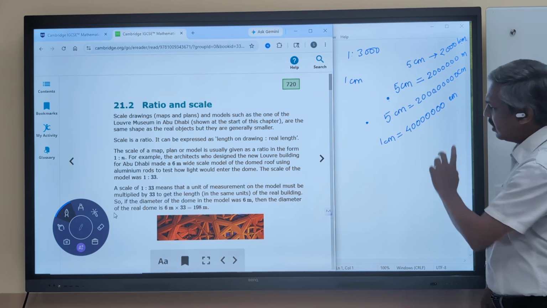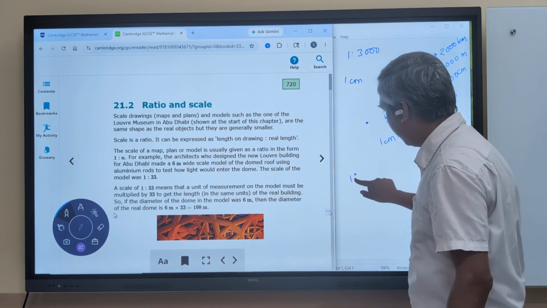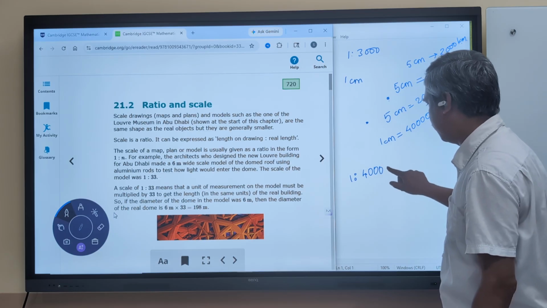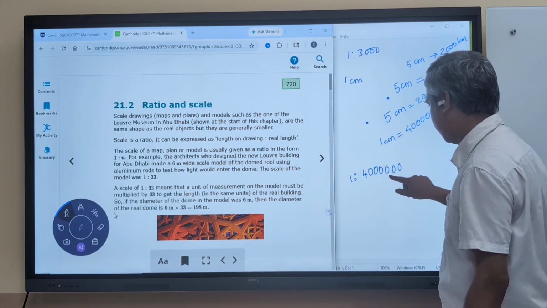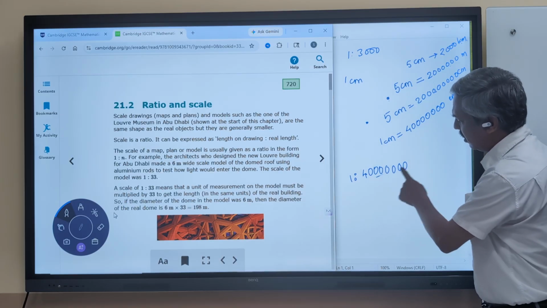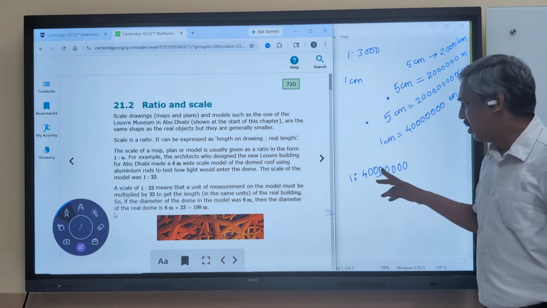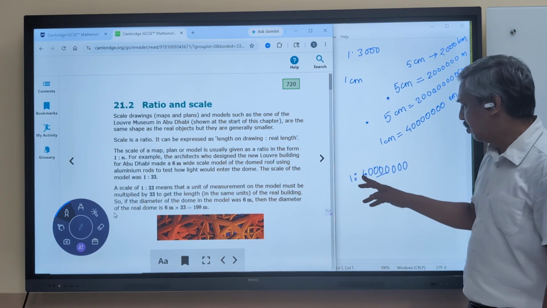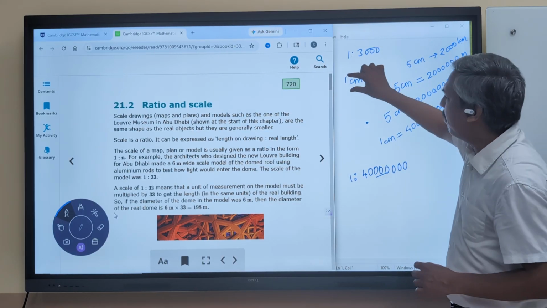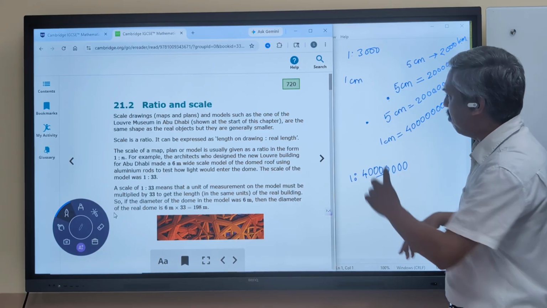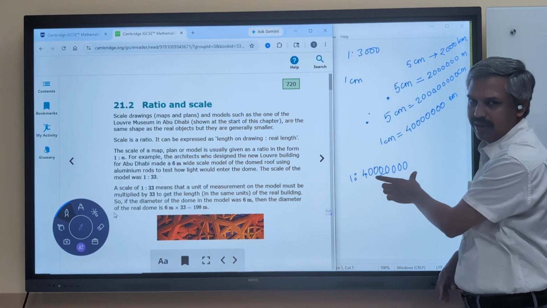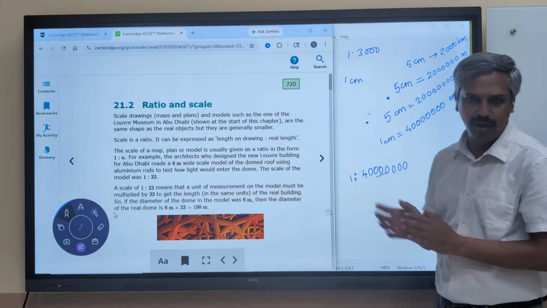Then our scale becomes 1 is to 4 and then 7 zeros. So this, I think, is 4 crore. So 1 is to 4 crore, or 1 is to 40 million, is the scale. What it means is that every centimeter on the map represents these many centimeters, and then you can convert it to meters or kilometers.